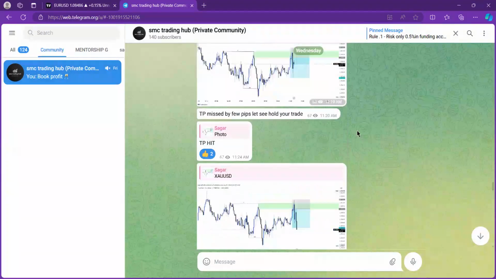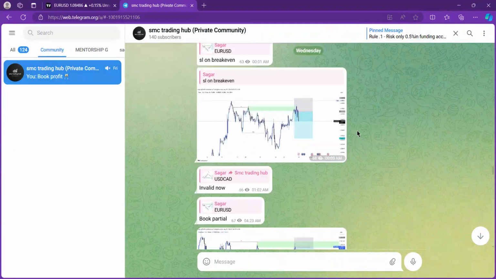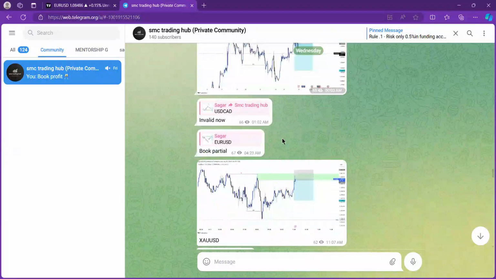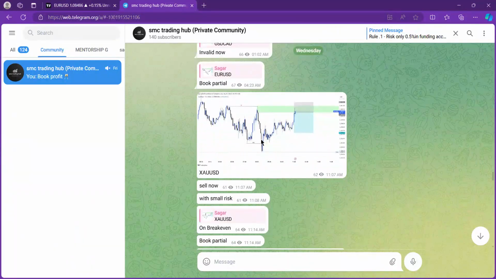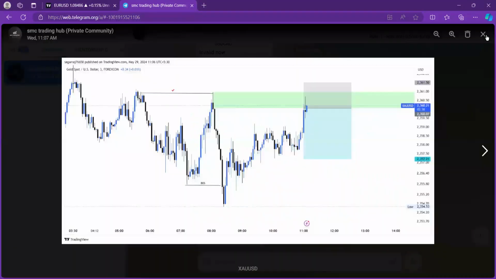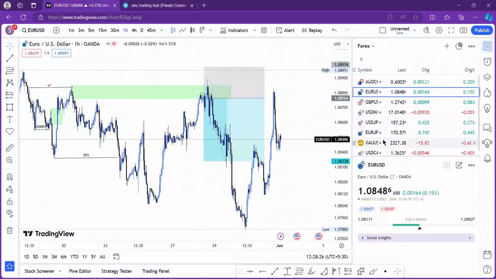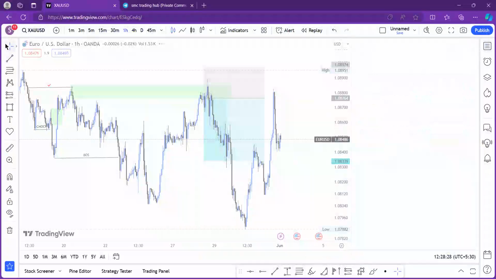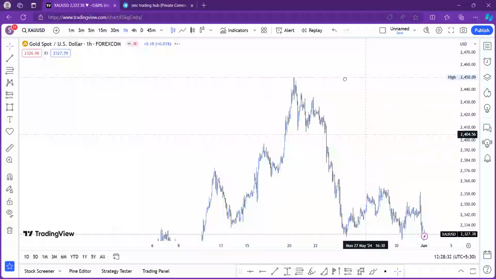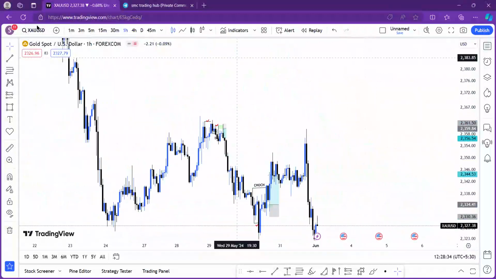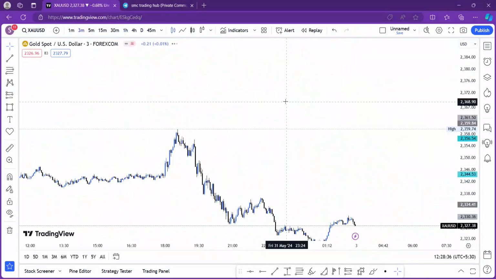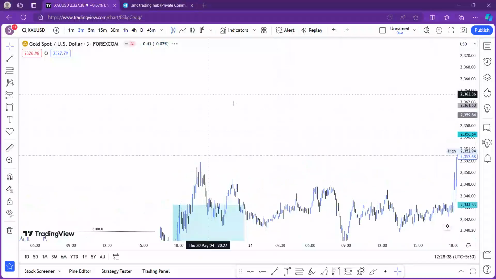Now we move to the next trade. Okay, the next trade is on Wednesday in gold, right? XAUSD. So this is the XAUSD trade. I'll explain to you. Okay, the XAUSD trade. So this is the trade, right? I'm going to the 3 minute time frame because the trade was on the 3 minute time frame.